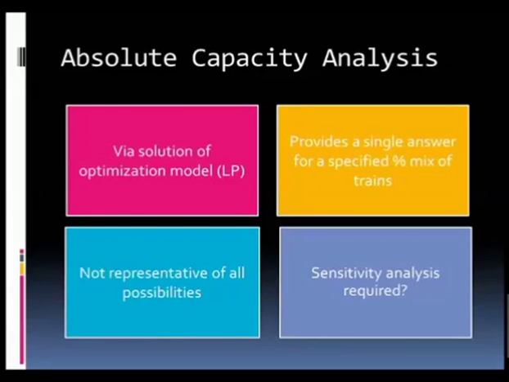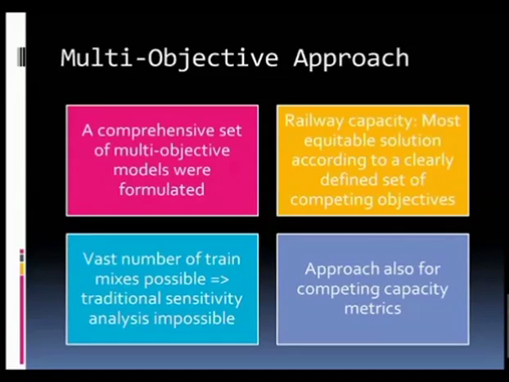Now, you cannot enumerate and evaluate all possible mixes. There's just too many. So a better approach is a multi-objective framework, and that can cope with that concept. So I've developed a comprehensive set of multi-objective models. What those models do is determine the most equitable solution according to a clearly defined set of competing objectives.